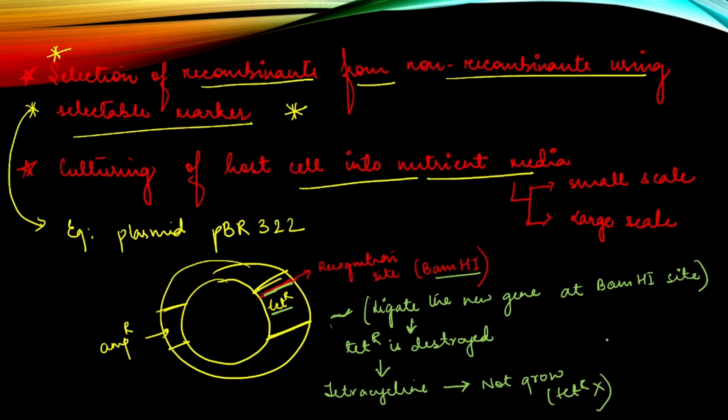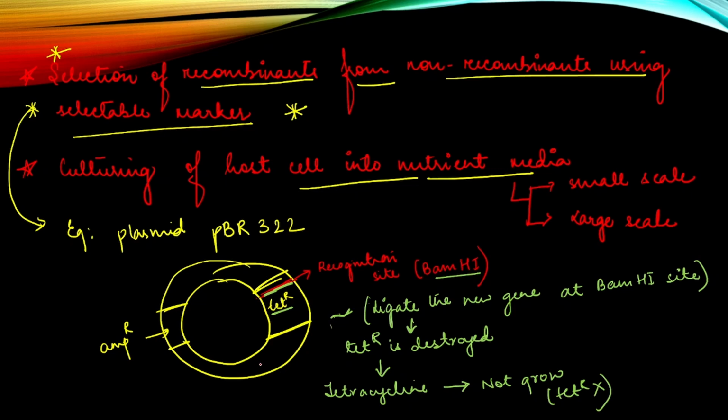Right? So here what is happening? The TET-R gene is destroyed. Why is it destroyed? Because we ligate the new gene at the BamHI site. So here TET-R is destroyed. Because of the destruction of TET-R, the tetracycline resistance gene is destroyed. So it will not grow in the presence of tetracycline.